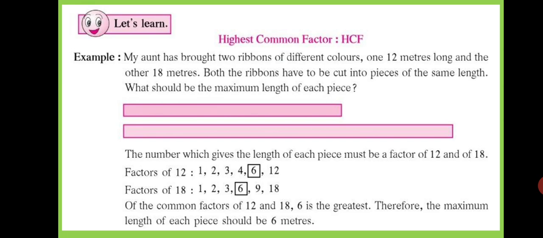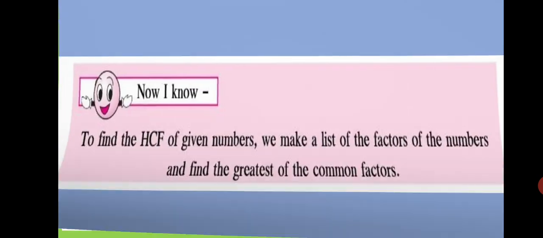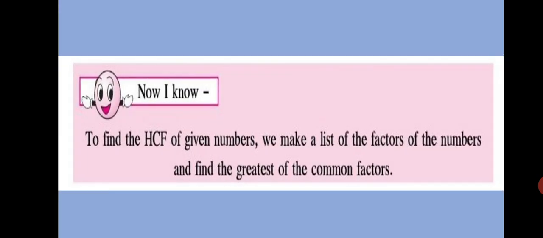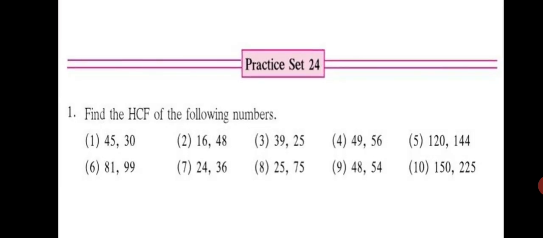Okay, so our practice set is based on this property of highest common factor, HCF. So what have you learned now? Now I know to find the HCF of given numbers, we make a list of the factors of the numbers and find the greatest of the common factors. So what you have already learned, we are going to just add one more step to it. That is, we are going to find the HCF, that is highest common factor. Let's see how do we do that in practice set 24.